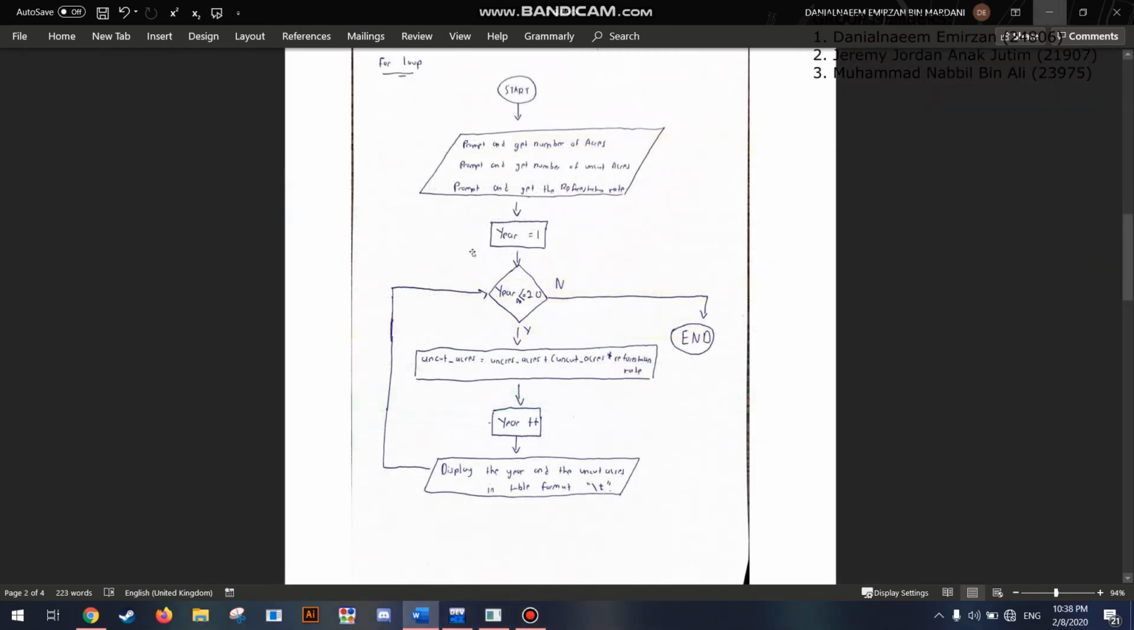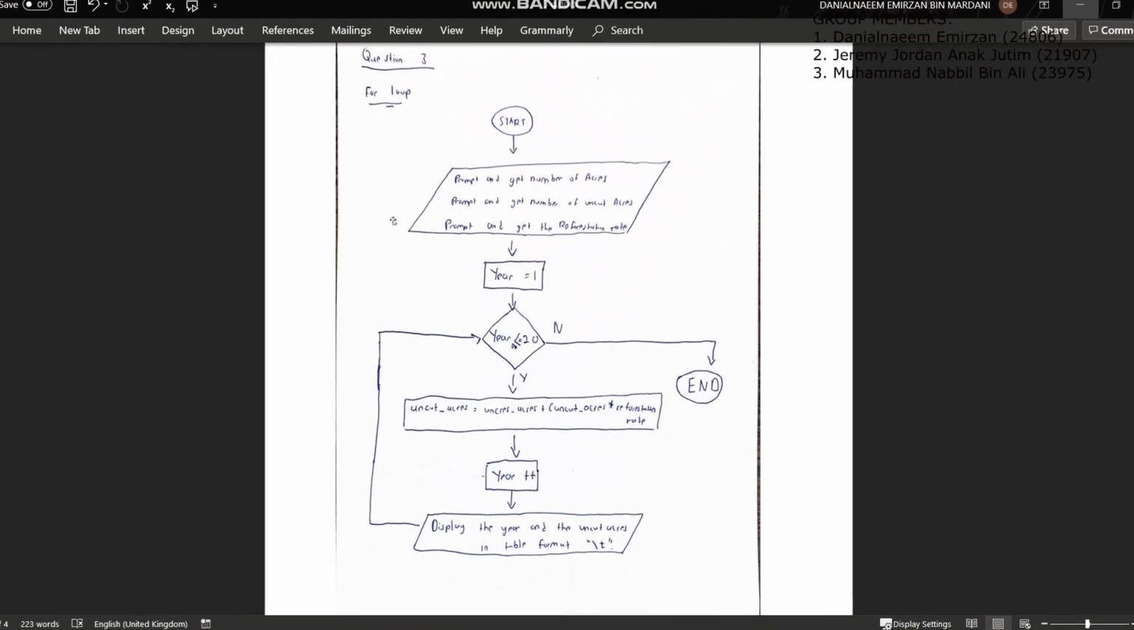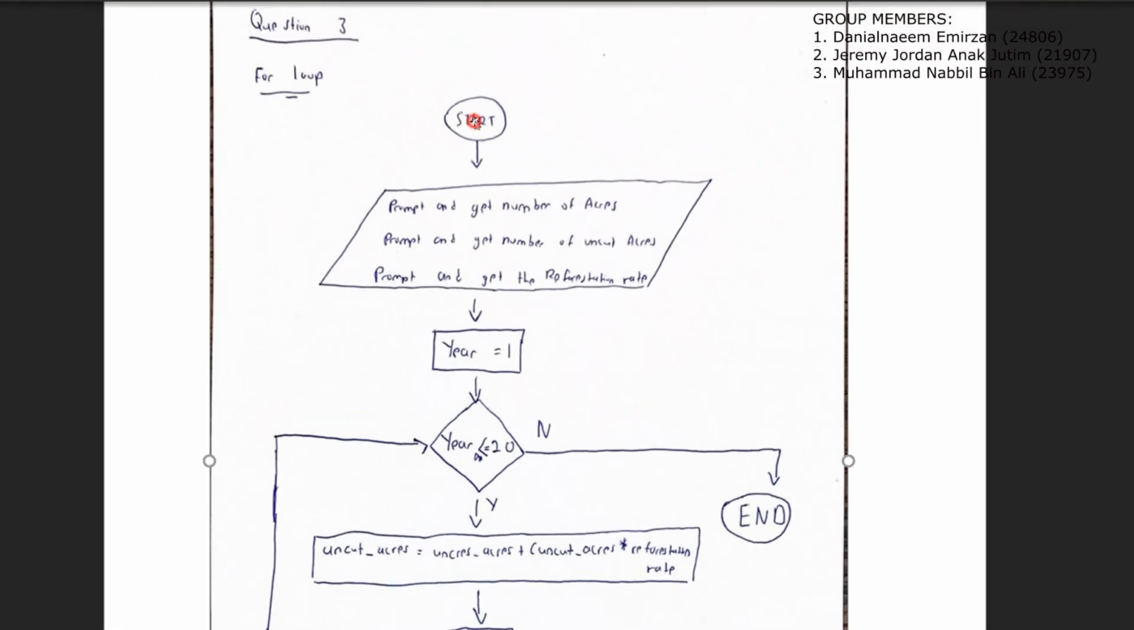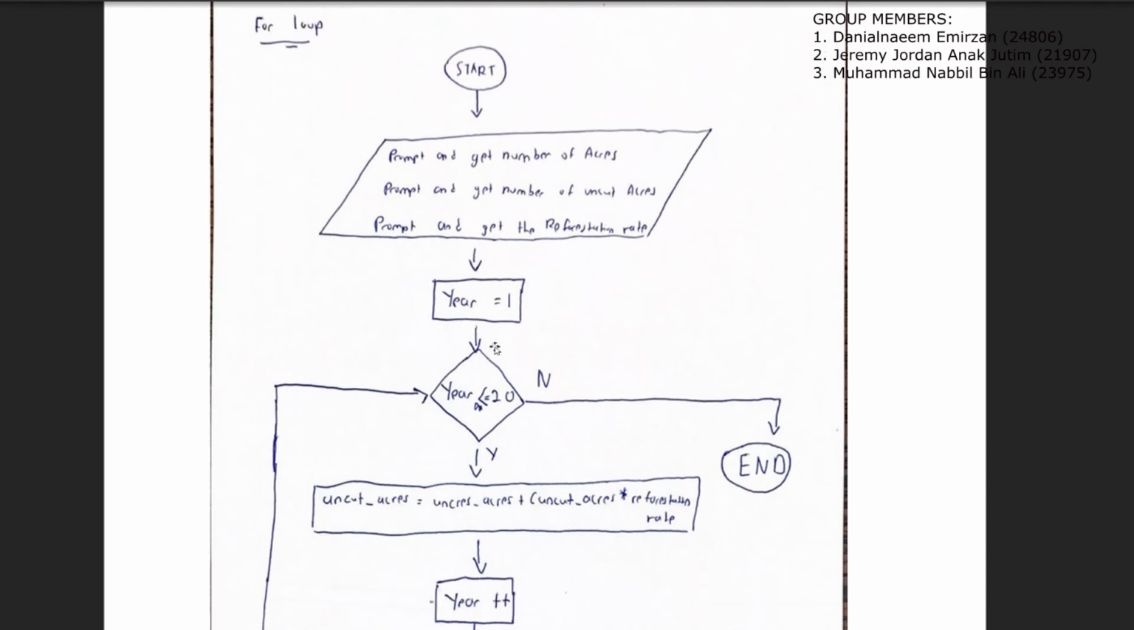Okay, so back to question 3, this question is quite simple, as we will only be using the for loop structure, which is quite short. So basically, the program will start, and then the program will prompt and get the number of acres, the number of uncut acres, and the reforestation rate from the user. As shown in the question just now, it is fixed, and the program will start from year 1 and not from year 0 or year 2 or year 3.